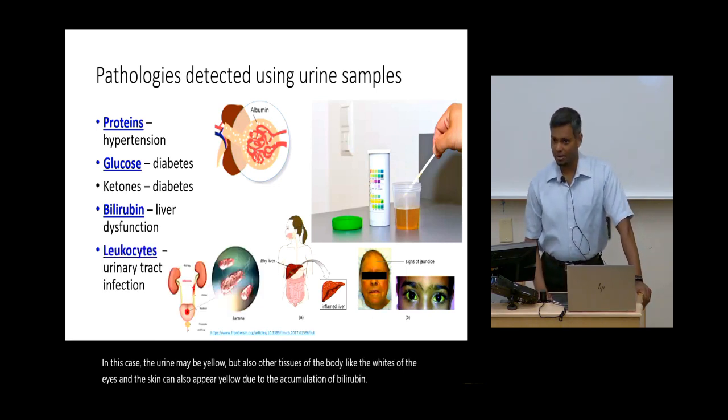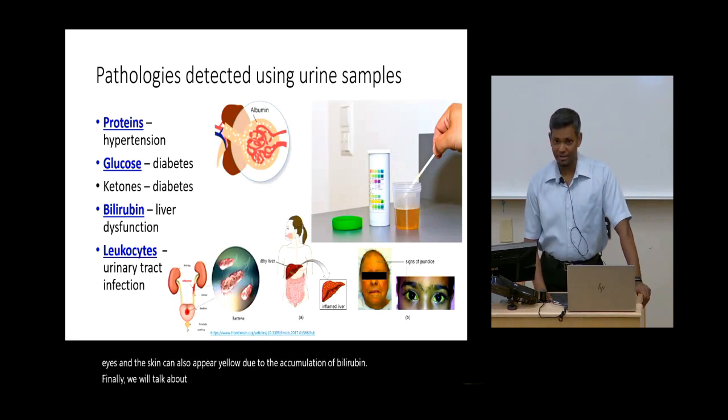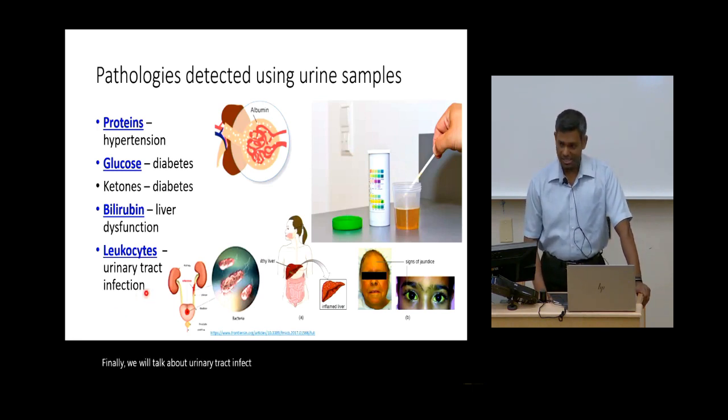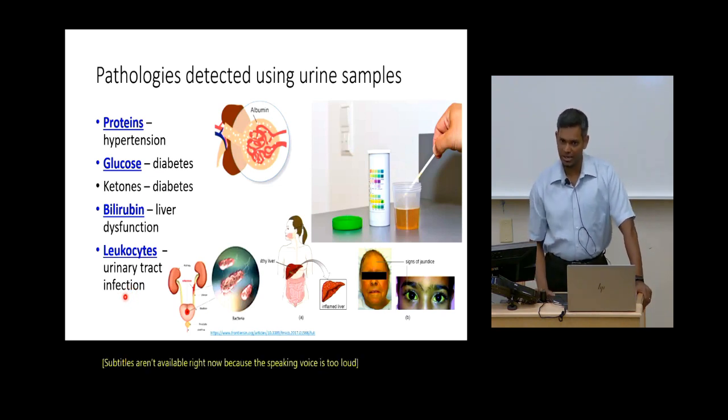Finally, we did talk about urinary tract infection, and this can be detected by the presence of white blood cells or leukocytes in the urine, because these are produced at a higher level to fight the infection.